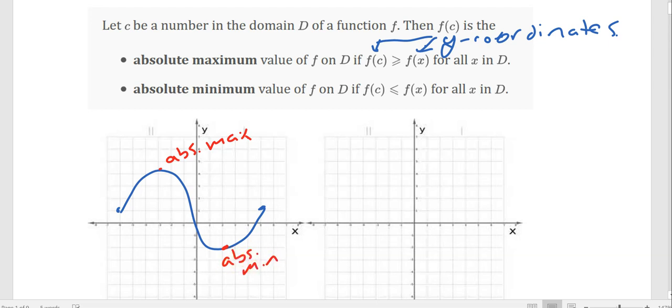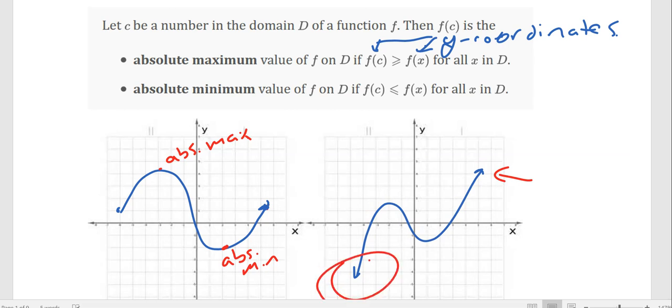Okay, now notice I have little endpoints on this graph. So this is the entire graph, right? Because I got little dots at the end here and here, not arrows. If our graph did something like this, there is no maximum because on this end it keeps going up farther and farther and farther. So there is no one high spot, right? There is no absolute minimum because on this side it keeps going down further and further and further.